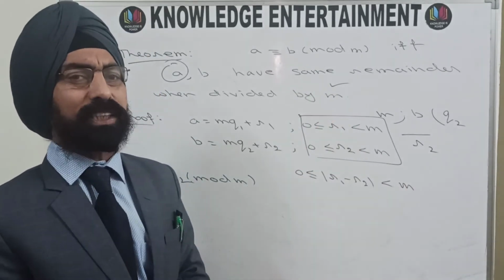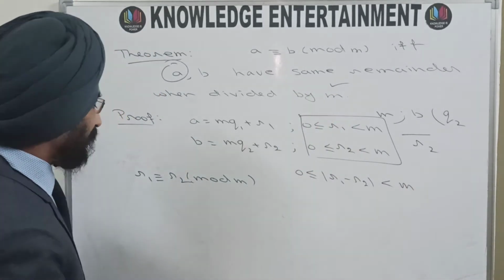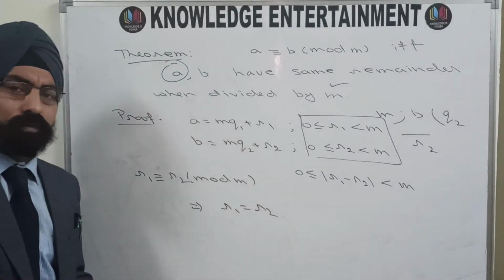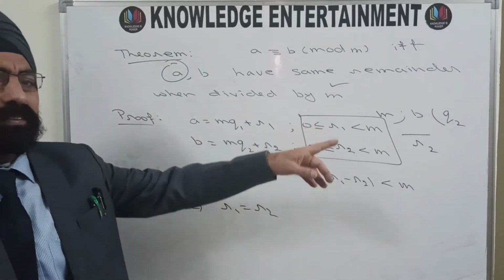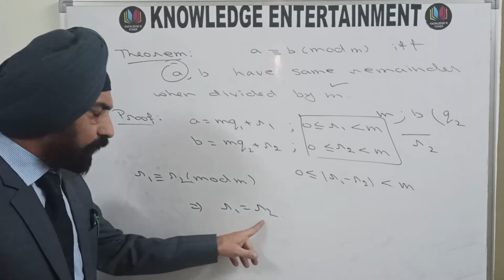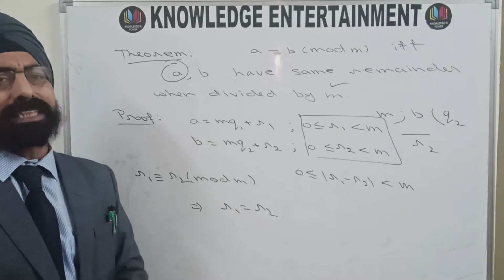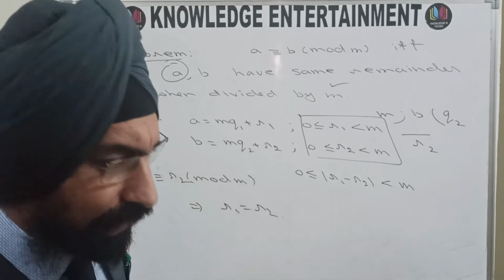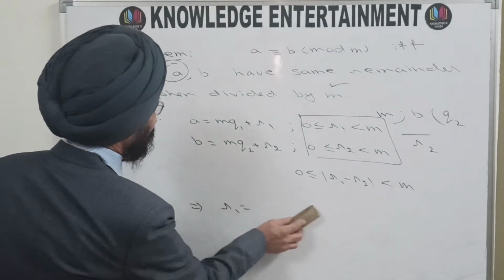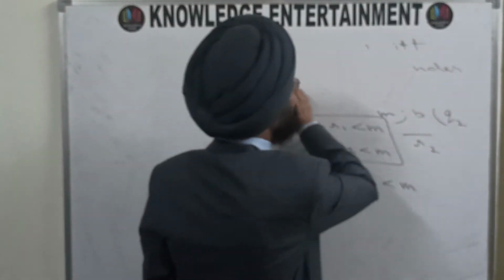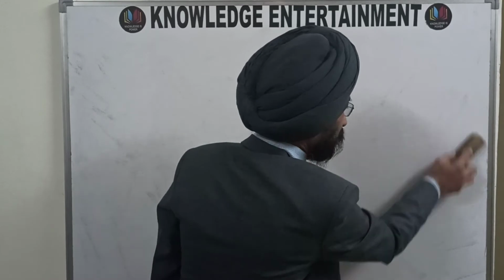And from the previous theorem that we have proved, we can directly conclude that R1 is equal to R2. R1 is the remainder when A is divided by M, and R2 is the remainder when B is divided by M, but they are coming out to be the same. That means A and B will leave the same remainder when divided by M, and that was the required result to be proved in this theorem. So I am moving on to another theorem.